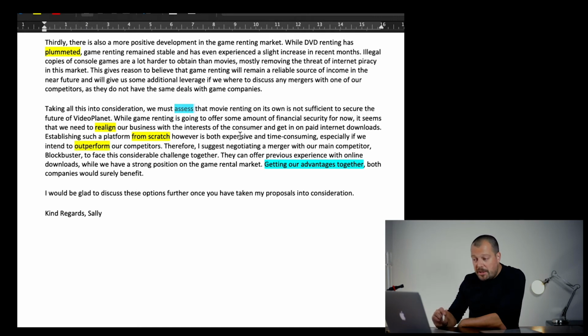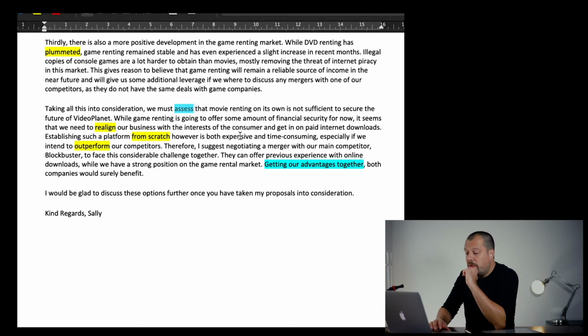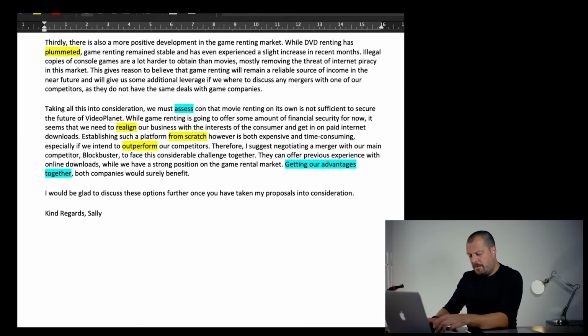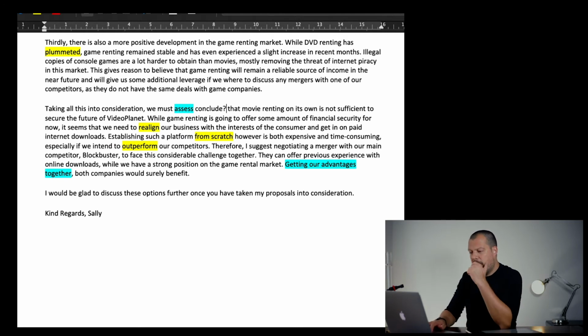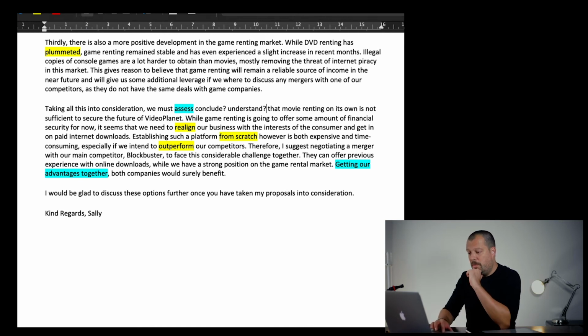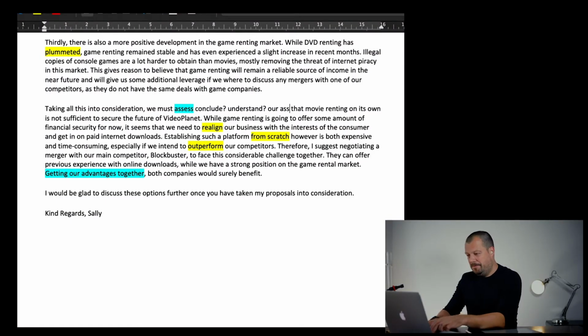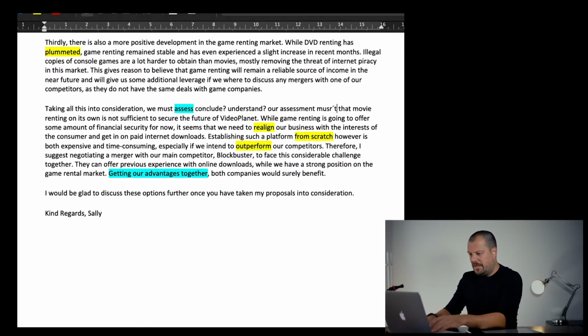Couple of points we have to change here. Taking all this into consideration, we must assess. What we really need to say is conclude, which we had before, so maybe we don't want to say that. Or we need to say something like we must understand. Either of those would be good options. Assess doesn't quite work there. We could say our assessment must be. That's probably what we need to say here. Our assessment must be that. All right.